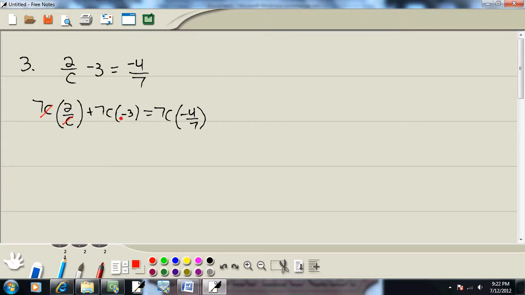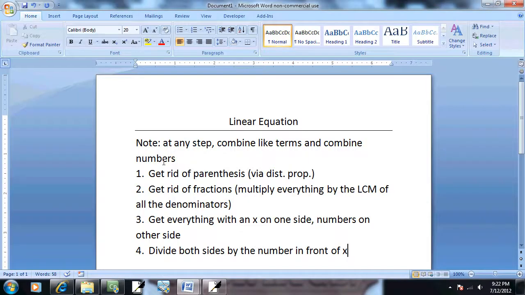Well, here the c's are going to cancel, and here the 7's will cancel. So we got 7 times 2, 14. 7 times negative 3 gives us negative 21c. And over here, we got negative 4 times c, which is negative 4c. Now this is in terms of c's, but that's okay.